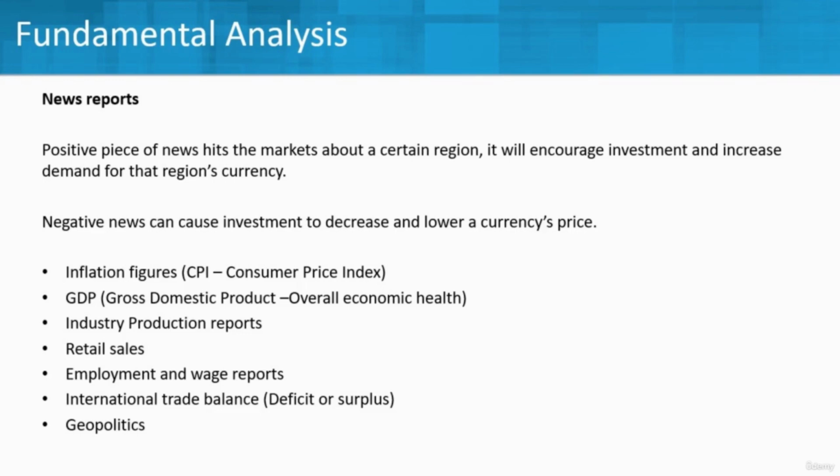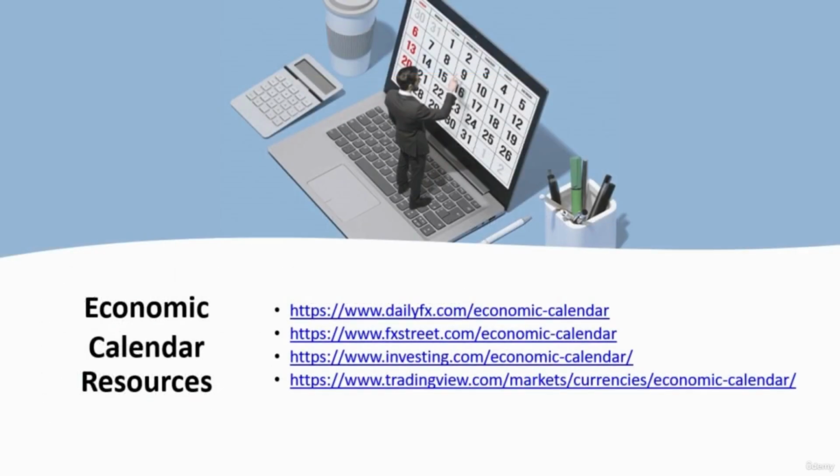Now, how to be aware of those is there are a lot of different types of economic calendar resources out there. So you can kind of get into these resources. I've listed like 4 here that are very commonly used. Go check them out. And you can see what's upcoming as far as different news announcements or different types of things that might be coming on the economic calendar.